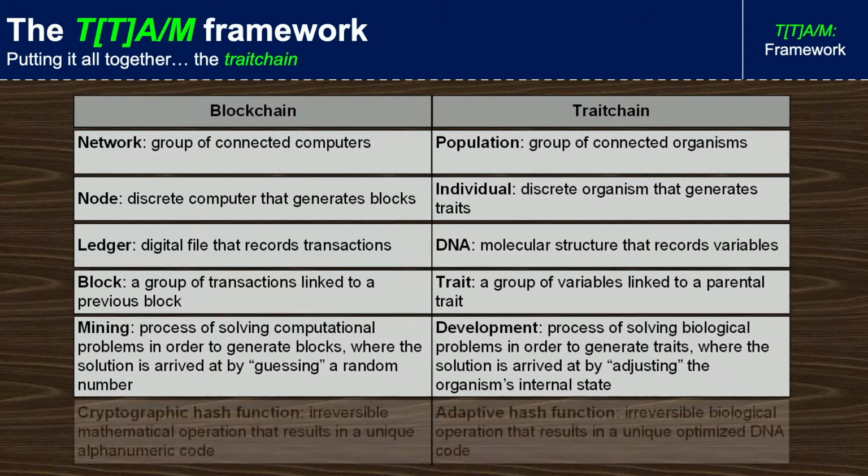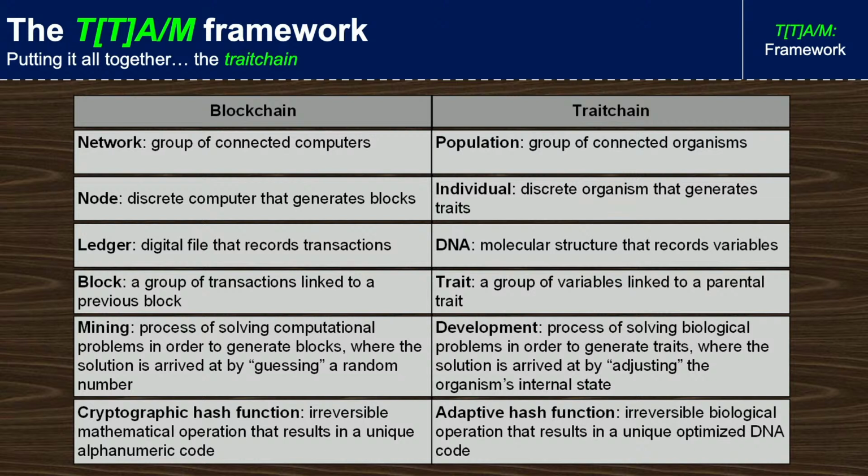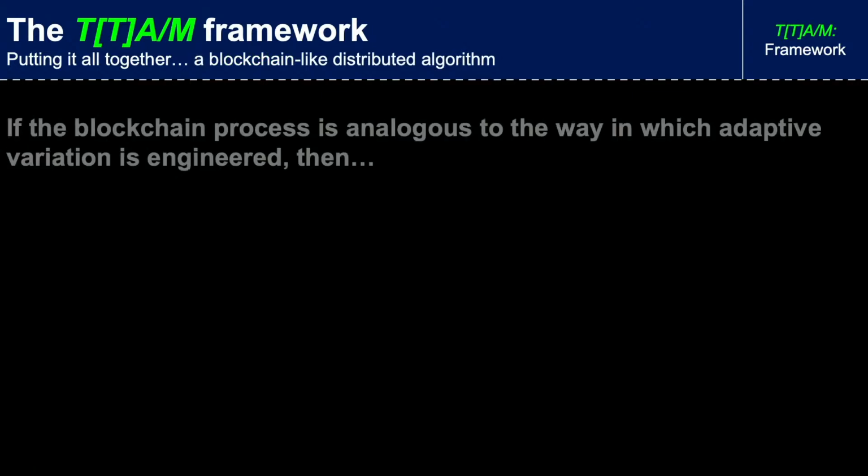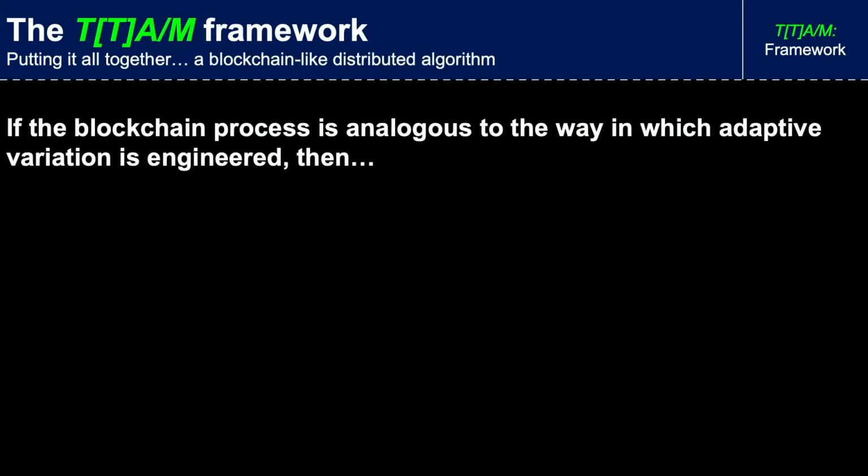So in blockchain, it's a cryptographic hash function, which is a mathematical operation that's irreversible. It results in an alphanumeric code. In the case of organisms, it's an adaptive hash function because it's an irreversible biological operation, and it results in a unique and optimized DNA code. So for those math geeks, we're going to get into exactly what that math looks like, okay? I'll take it easy on you.